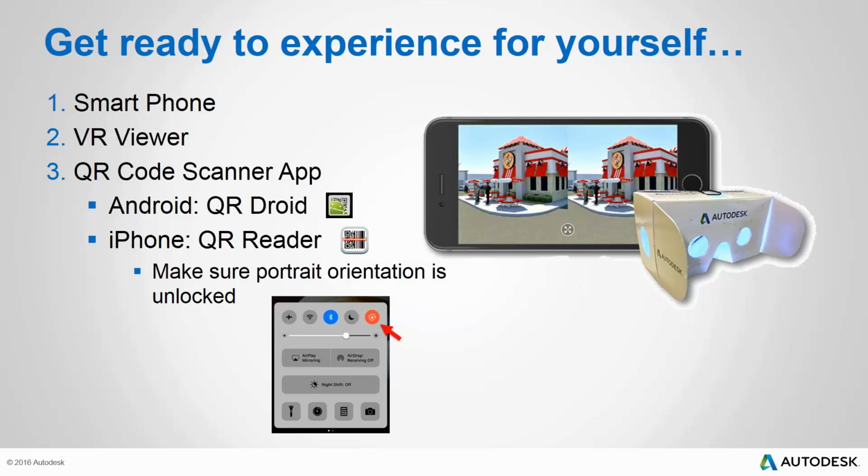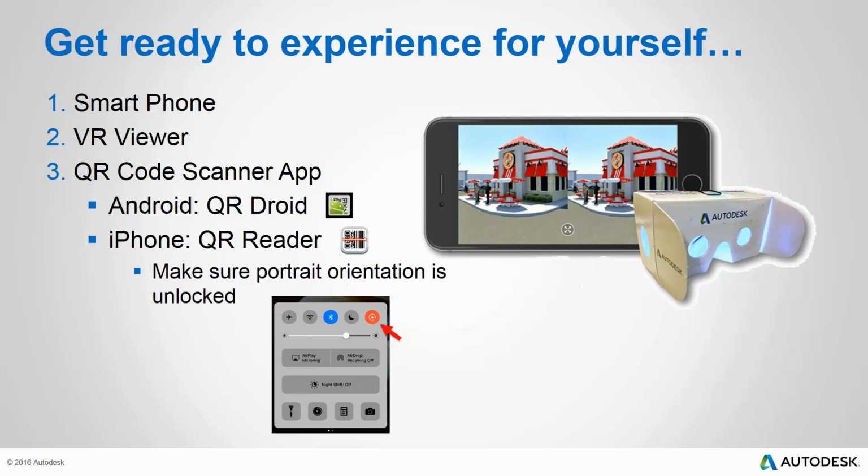But really, it doesn't have to be this one. It could be any Google Cardboard type viewer. There's lots of them out there on the market. I think Jeff's even going to share some more information on what's available a little later on. Another thing you're going to need for your smartphone is a QR code scanner app, because at one point during Jeff's presentation, he's going to put some QR codes up on the screen that you can scan, and they're going to take you to one or more of these virtual environments.